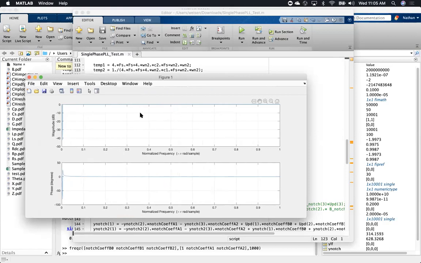And if you look at it, all I'm going to focus on is the gain. Essentially it looks like it's 0 dB or 1 everywhere, but you see there's a little notch over here. So let me go ahead and zoom in and show you where that's at.